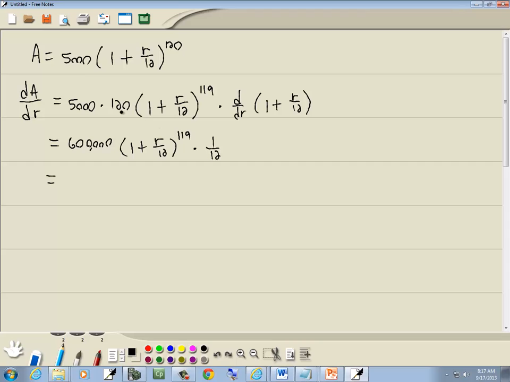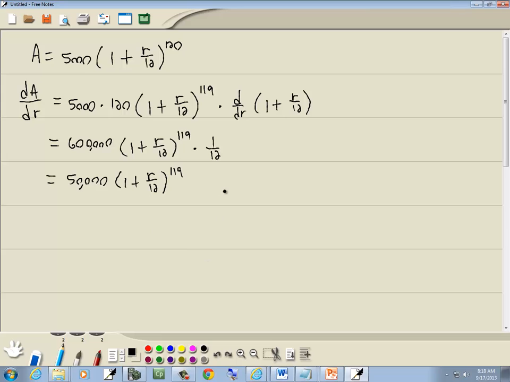Actually, I guess I should have waited on multiplying that. That would have given us, if I took 120 divided by 12, that gives us 10. That gives us 50,000. So 50,000. Hopefully I'm not screwing up the numbers there. 1 plus R over 12 to the 119th.